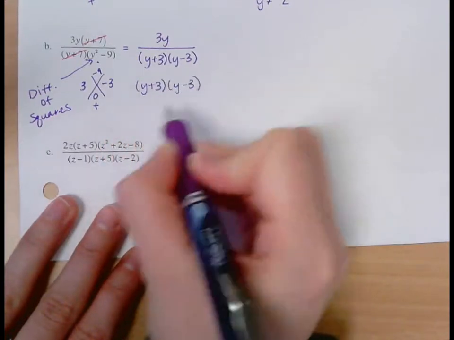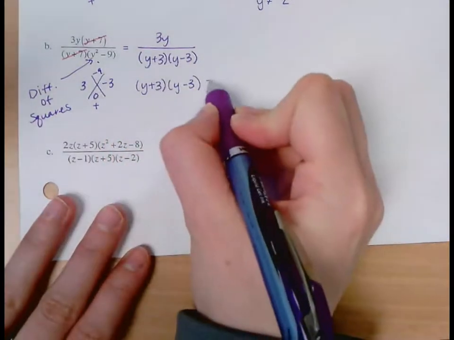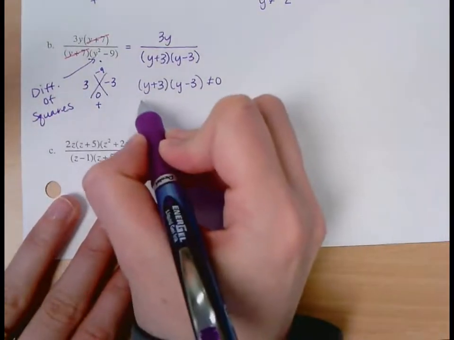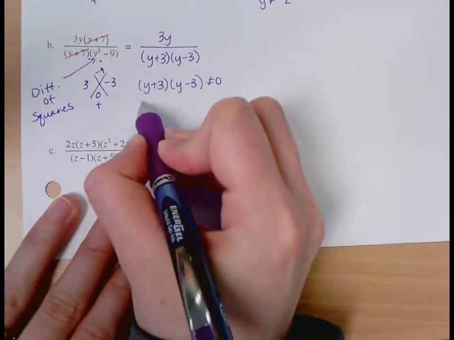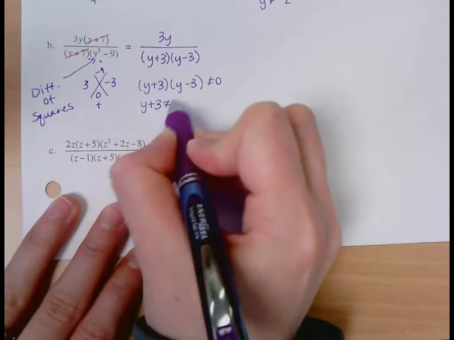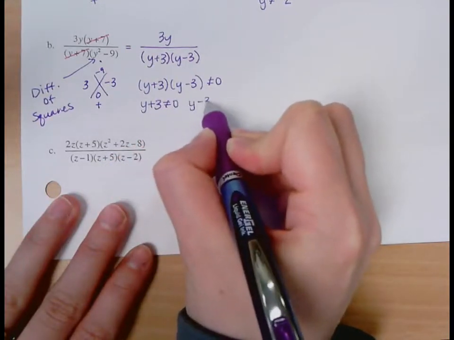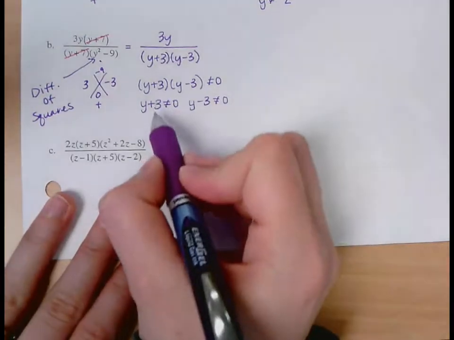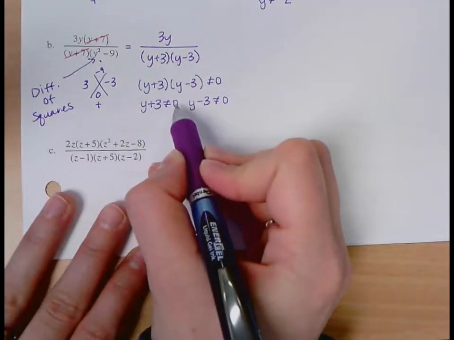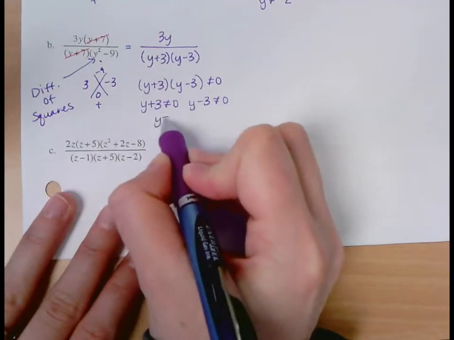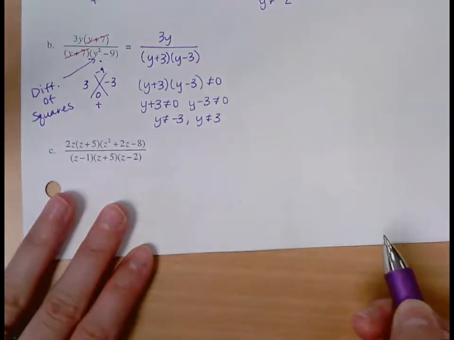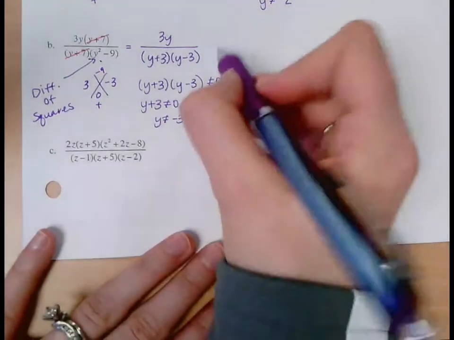Or rather say y plus 3 times y minus 3 cannot equal 0. And this means that to solve this, y plus 3 cannot equal 0, y minus 3 cannot equal 0. So if I solve both of these equations, I get y cannot equal -3 and y cannot equal +3. So I have two conditions for this one.